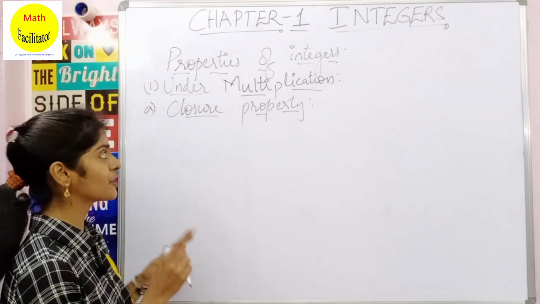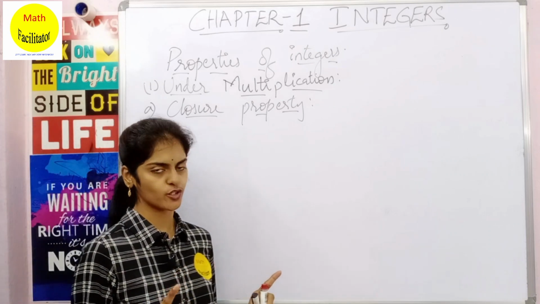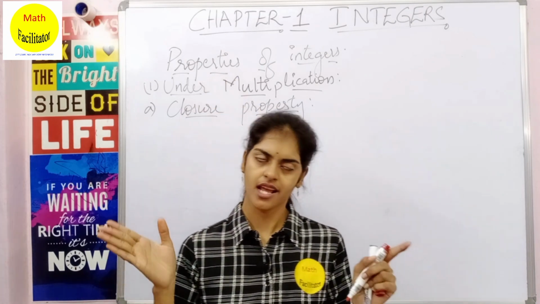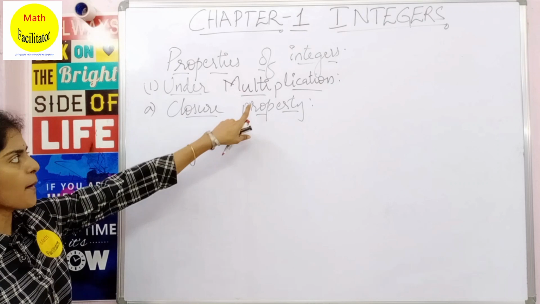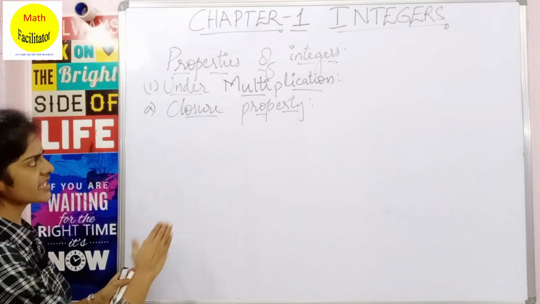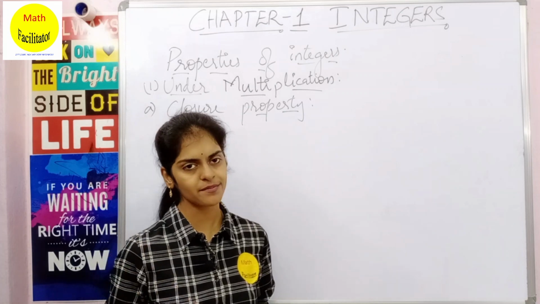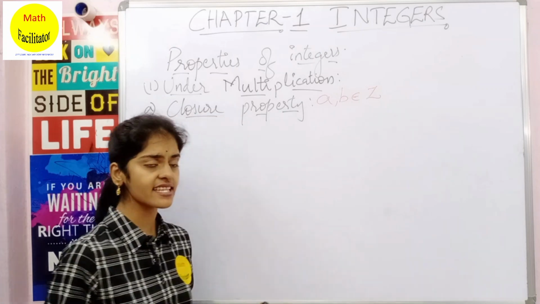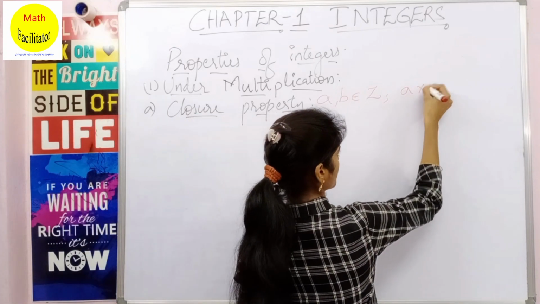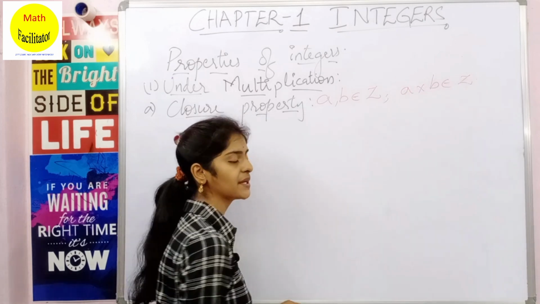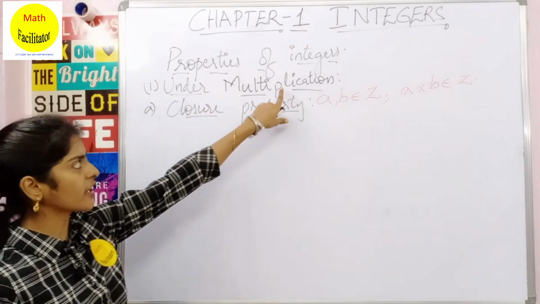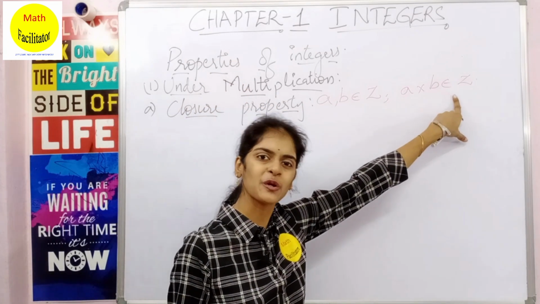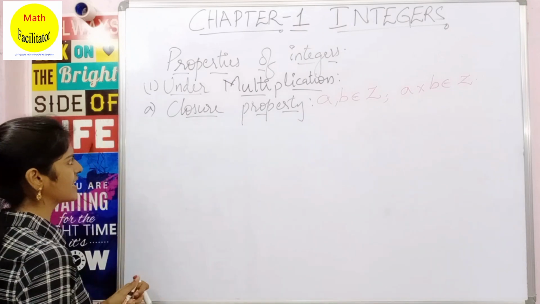Now let us talk about closure property under multiplication. Till now we have seen the properties of integers under addition. Now let us see the properties of integers under multiplication. Firstly, closure property. As we have already discussed, if A and B belong to integers, then A into B should also belong to integers. Why did I take the multiplication symbol? Because we are talking about closure property under multiplication, so the product of these two numbers should also belong to integers. Let us check with an example.